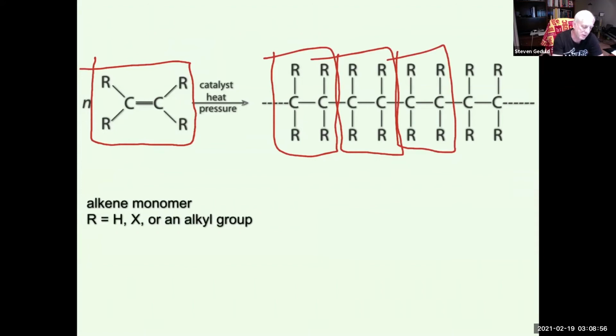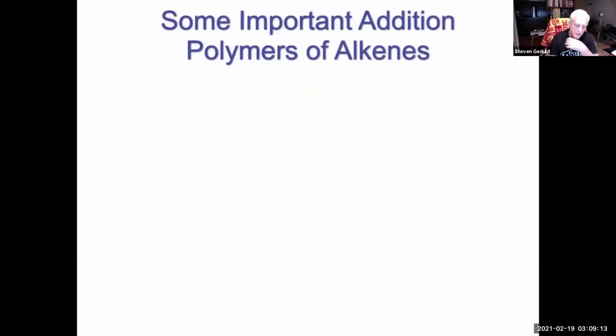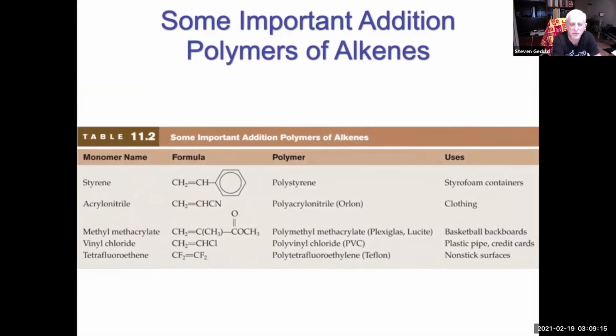The alkenes have your R group, which could be a hydrogen, a halogen, or any alkyl group, depending on what you want to make. And that's your addition polymer. It's called addition because the monomer is added over and over again as a repeating unit. Some of the things that we make with these monomers: styrene gives you the polymer polystyrene, and you can see the base unit right here, repeated over and over. We use that for styrofoam containers.